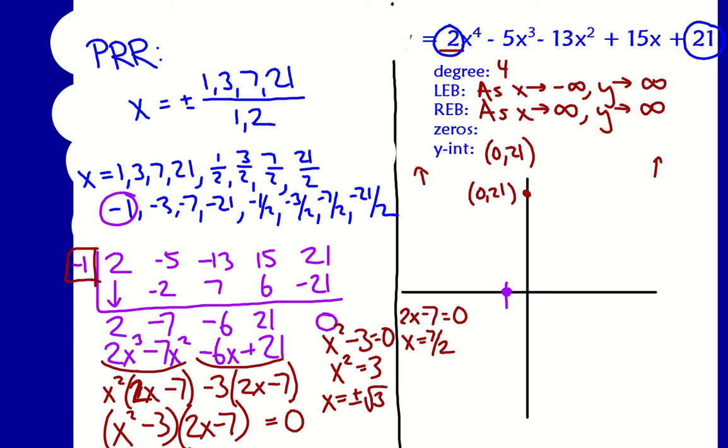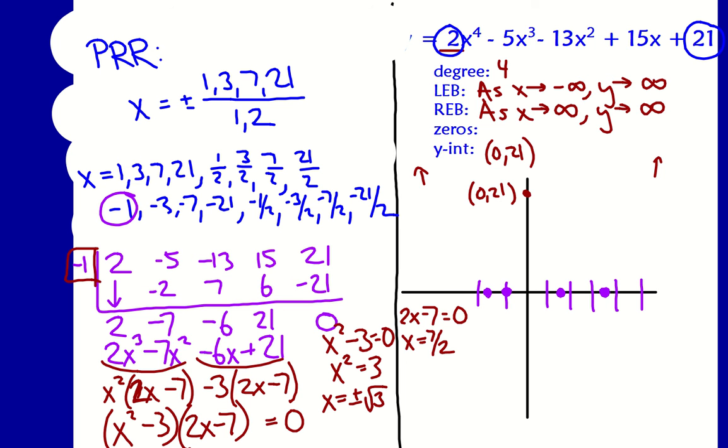So let's go ahead and put those on the graph. X equals 7/2 is 3.5. And then the square root of 3 is approximately 1.732. So positive 1.732 and also then negative 1.732 approximately. So I've got 4 roots on that graph. We can make sure that those were on our list.